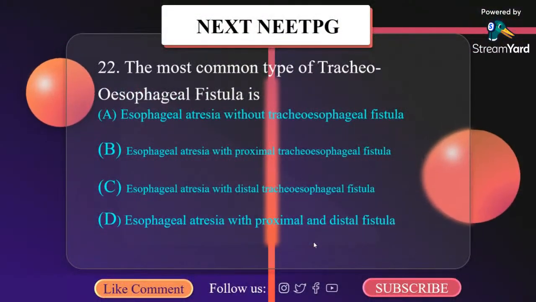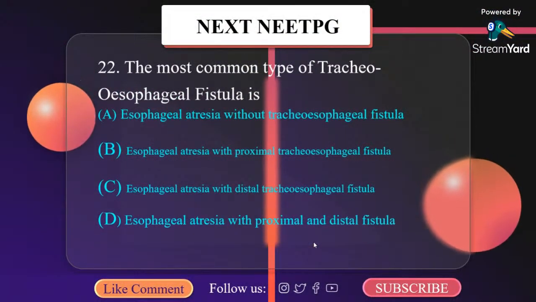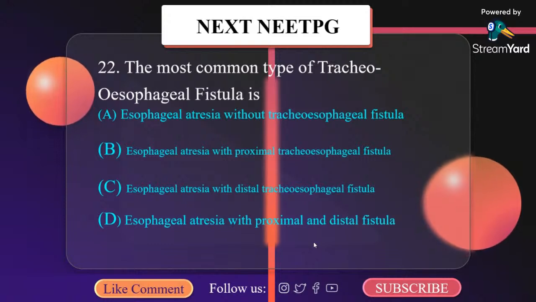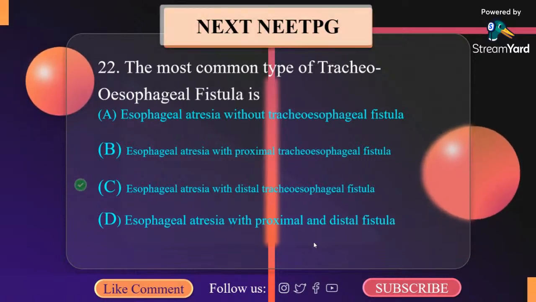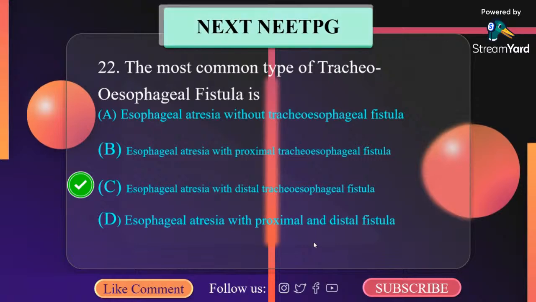The most common type of tracheoesophageal fistula is: esophageal atresia without tracheoesophageal fistula, esophageal atresia with proximal fistula, and so on. So what is the correct answer here? It is esophageal atresia with distal tracheoesophageal fistula.